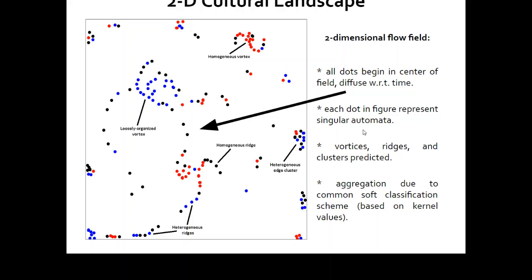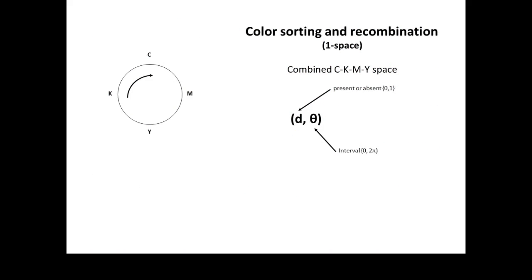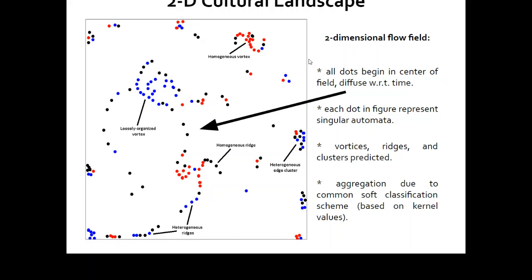Now we move on to this cultural landscape idea. So now this representation is a single agent. Now we have multiple agents. So now we're talking about something maybe you could model with an agent-based model, or in this case, a 2-dimensional flow field. And so all dots here that you see begin in the center of the field, and then they evolve outward with respect to time. They diffuse in some way.